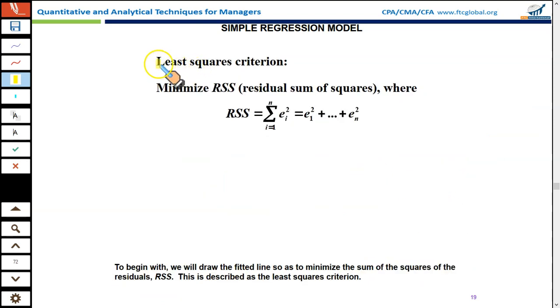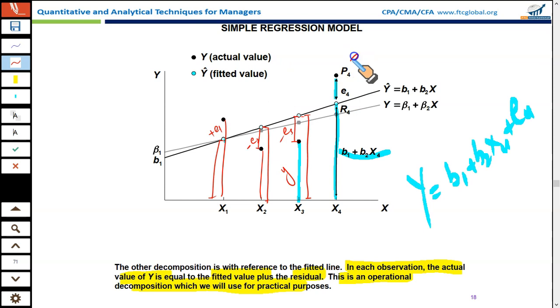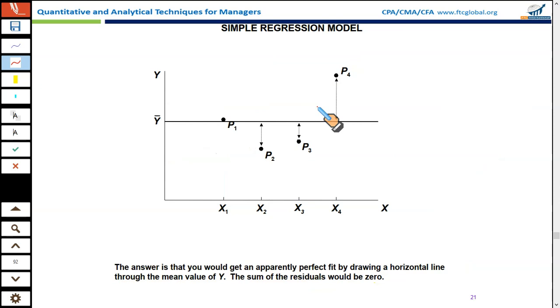Next we have the least squares criterion. Minimize the residual sum of squares. What does it mean? It means E4 squared, E3 squared, E2 squared and E1 squared. That will in fact change the sign. All the negatives will become positives when we take squares. And why is it so? Let me explain. So why don't we just take the residual?